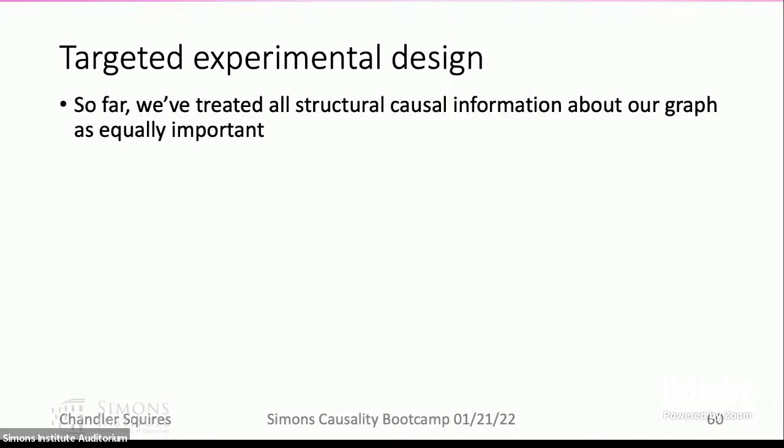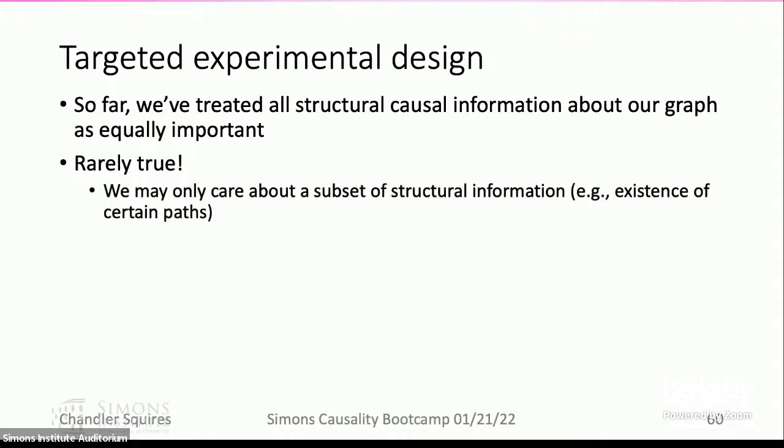So thus far, we've been arbitrarily saying our goal is to completely recover the causal structure of the system. Maybe for scientific interest, we don't know how we're going to use it downstream, so we want to completely learn it so that we can do anything that's possible that requires that causal model. But in general, we're actually trying to learn something for a specific purpose. So it's rarely true that all of the structural information about the graph is equally important.